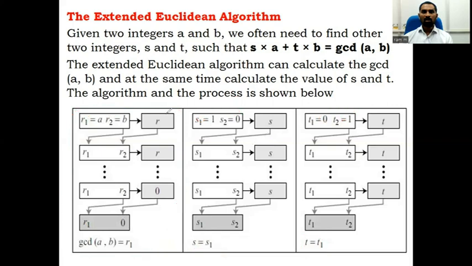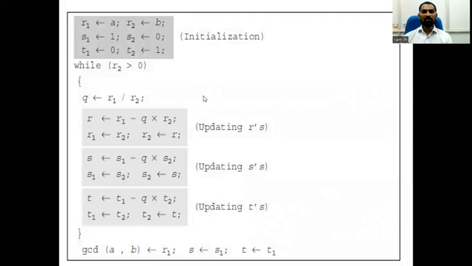So how are we going to find R? We're going to find R, and in the same way, we are going to find S, T, and C. Before going into that, we'll see an example. First we'll see the algorithm, where we are finding this.